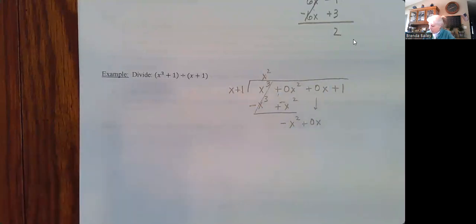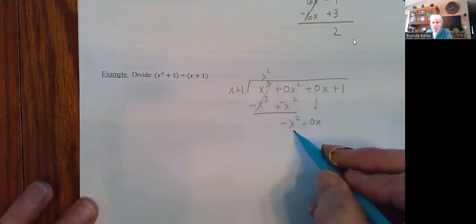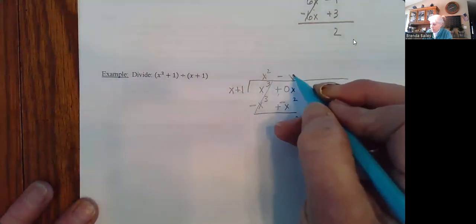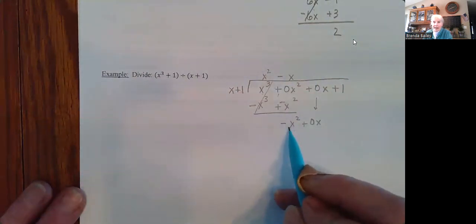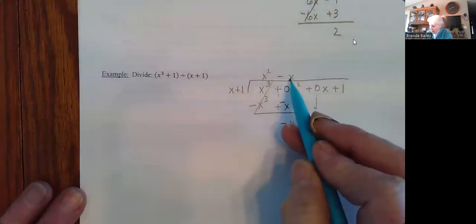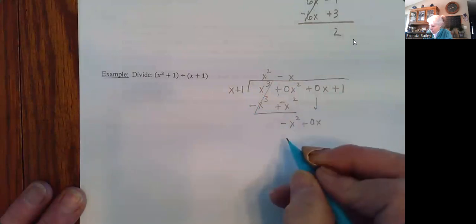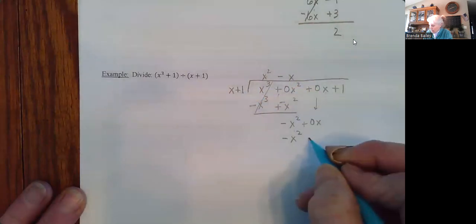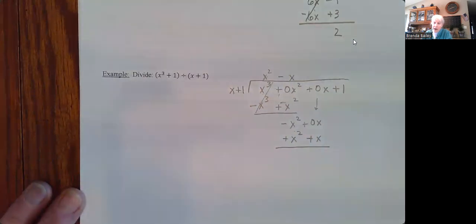Now we do the process again, only using this. What times x gives you a negative x squared? Well, we're going to have to do a negative x minus x because we want it to match this in sign as well. So a negative x times a positive x is a negative x squared, adding your exponents. Negative x times a positive 1 is a negative x. Change your signs, add them together. Subtraction is plus a negative.